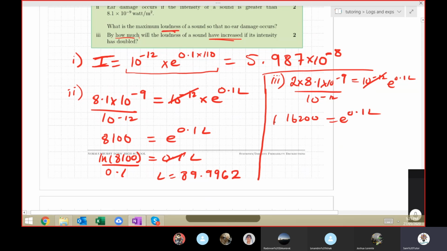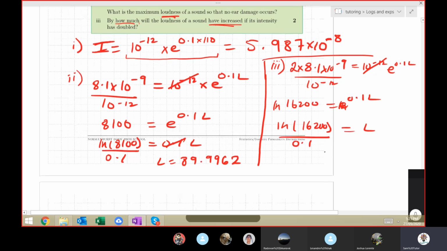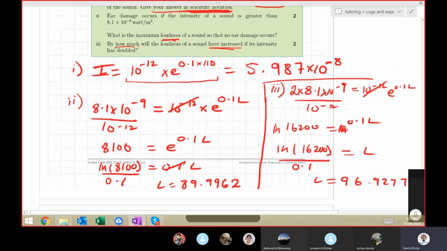Log both sides. Come on, guys. It's simple now, isn't it? Log 16,200 equals 0.1 L. Then you know you're going to divide by 0.1. But the thing is, that's not the answer. The reason why they made you do that again is not so that you can work out 96.927. It's so that you can answer this bit, and that's why it's worth 2 marks.